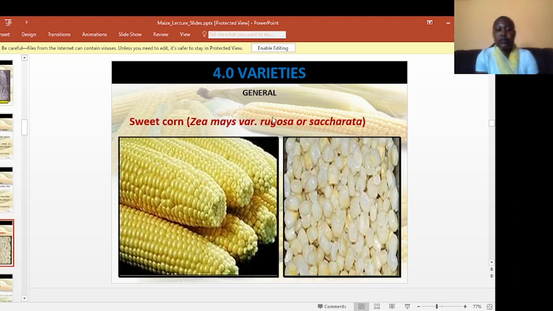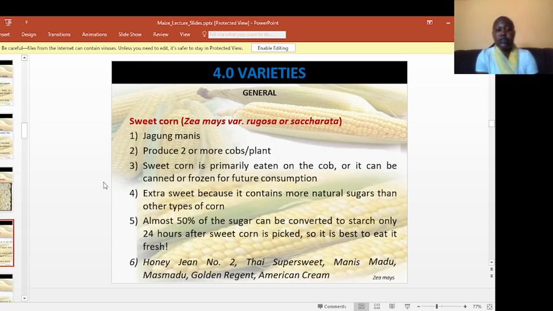We have sweet corn, Maize. Here is the sweet corn. And then let's look at sweet corn. We say sweet corn, Maize from rugosa or saccharata. We say Jakang manis produces 2 or more cobs per plant. Sweet corn is primarily eaten on the cob, or it can be canned or frozen for future consumption. Extra sweet because it contains more natural sugars than other types of corn.